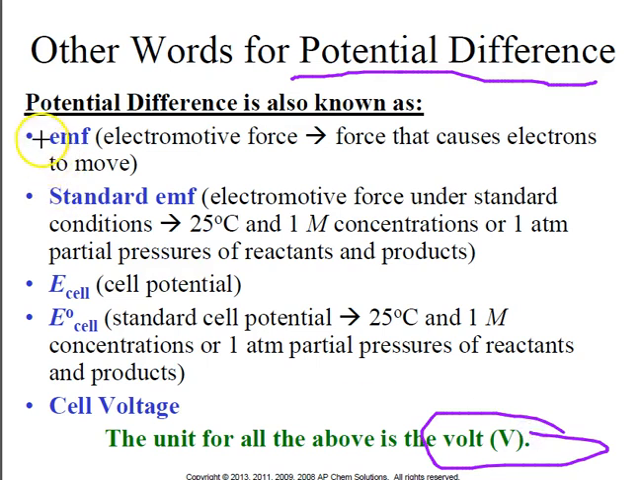So first off, if it asks you for the EMF, that is the electromotive force, or the force that's causing these electrons to move. That force is caused by the difference in energy between the anode and the cathode. So that is also simply the voltage.